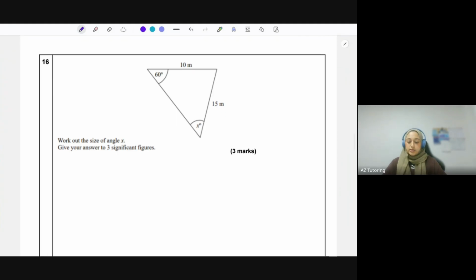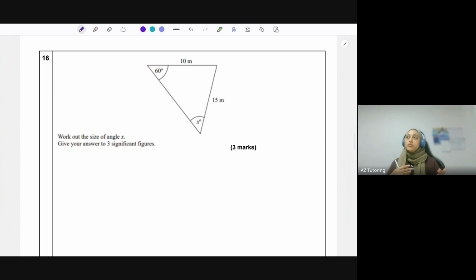Okay, let's see the sine rule in action so you can then see how do I know when to use sine rule or cosine rule. So here it's saying work out the size of angle x. You can see I've got two lengths and I've got two angles. And first of all, it's not a right angle triangle, so I cannot use Pythagoras or SOHCAHTOA.